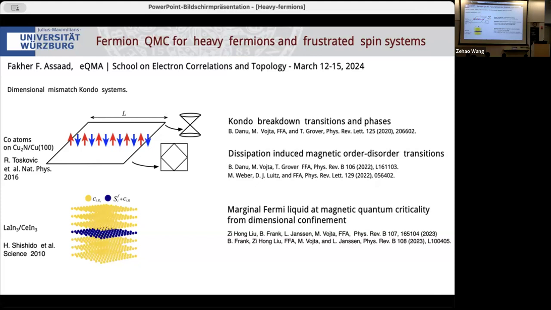So yesterday we did all this technology about Monte Carlo, etc. And today I'd like to give you two examples of what you can do with that. One is frustrated magnetism, which comes at the end. And this one is then a dimensional mismatch Kondo system.